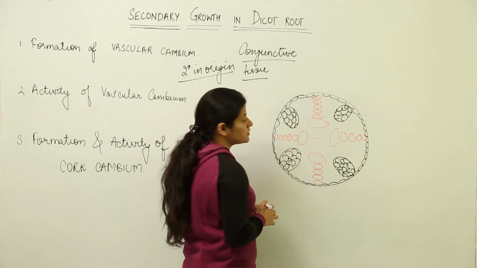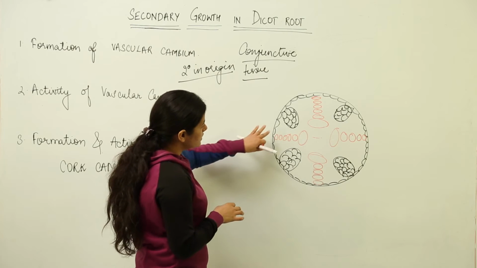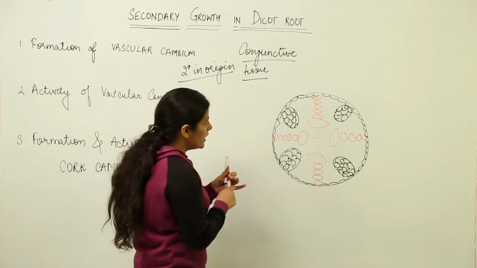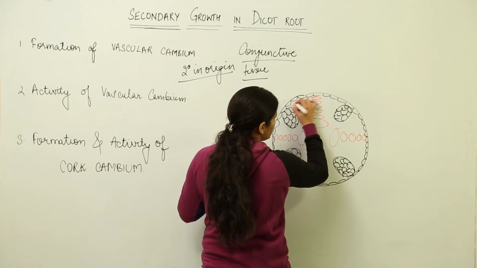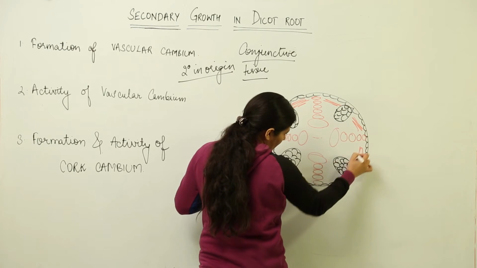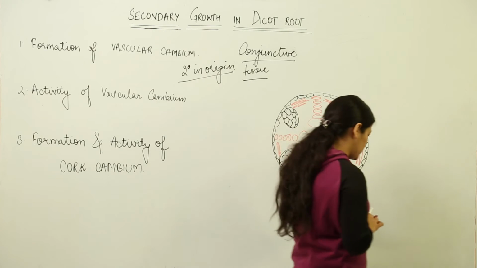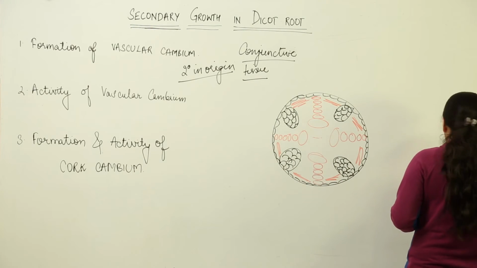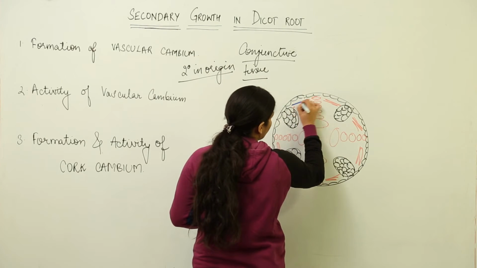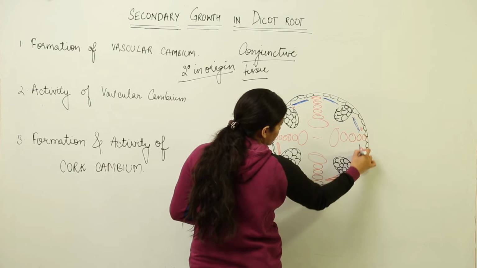Diagrams are very, very necessary. That's why we put so much stress on understanding diagrams. Now this is what the stele of a dicot root looks like. Now in between over here there lies conjunctive tissue, if you remember. Now what will happen when we have to see the secondary growth in a dicot root? This region would become meristematic. Alright, this region. This conjunctive tissue is going to become meristematic.